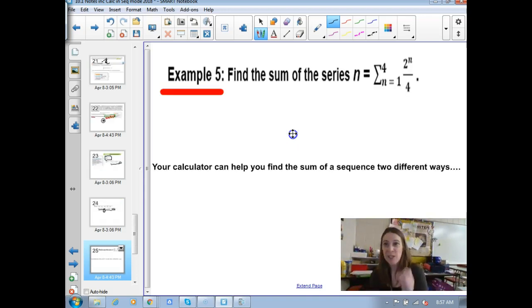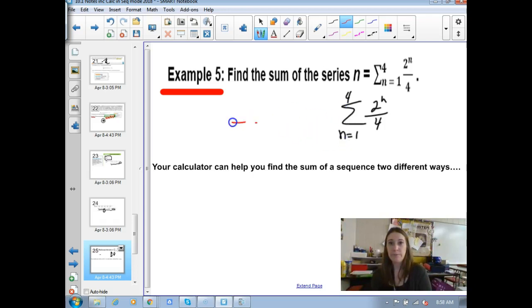All right, so this guy, we're going to be using our graphing calculator to do this. There would be no problem with you doing these by hand, though. So if you want to be old school and do this by hand, you sure can. 2 to the nth power over 4. So you're going to have to find your 1st, 2nd, 3rd, and 4th term, and then you're going to have to add them together. Totally could, right? And that would not be very difficult. But let me show you a way you can do this on your calculator.